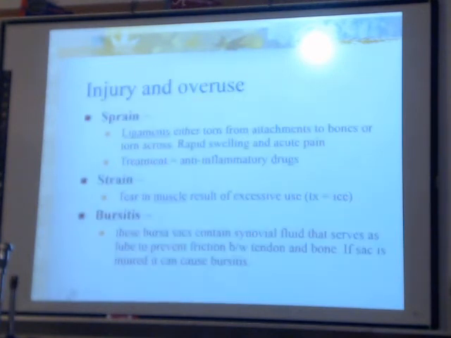Now let's talk about what happens when we injure, some of the things that we would relate to injury and overuse. And if any of you have been active young people, then you've probably had one or all of these things happen to you. A sprain is when the ligaments are either torn from the attachment at the bone, or they're torn across. You have excessive swelling and very severe pain immediately. So a sprain is a tearing of the ligaments.